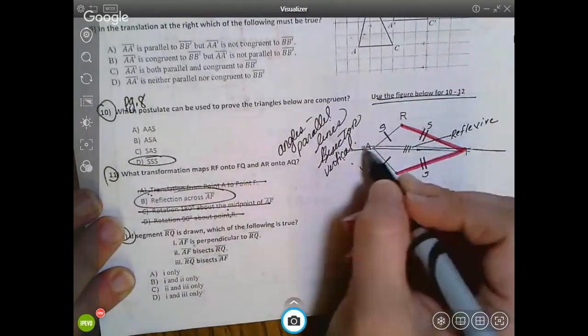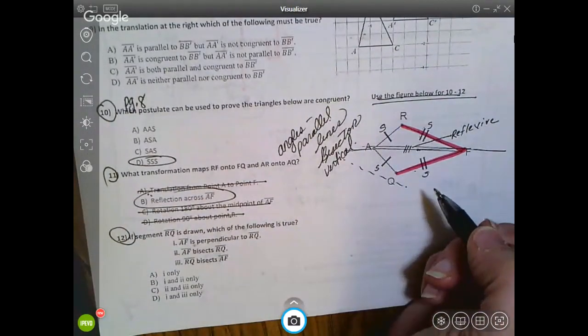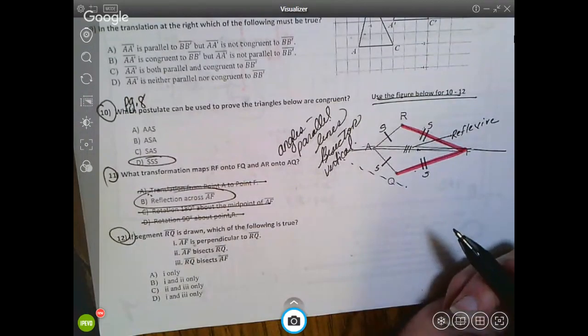So if this was a line of reflection, and that's pretty much how we get the term reflexive, is from that piece.